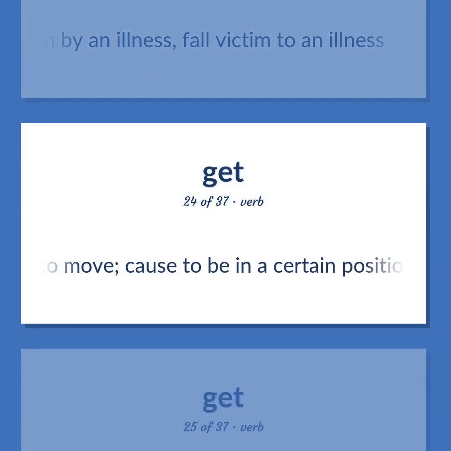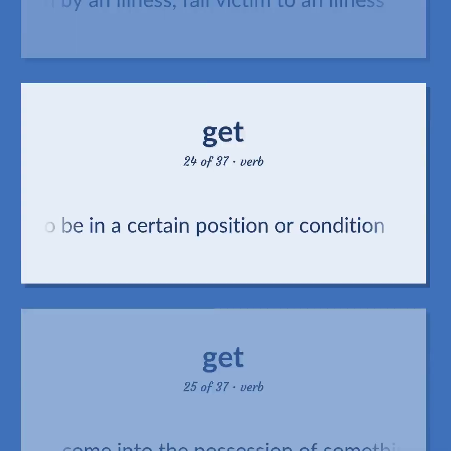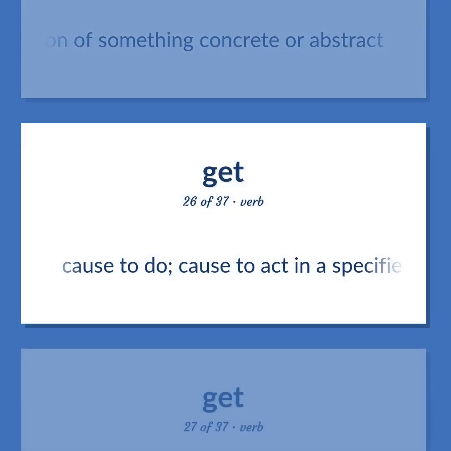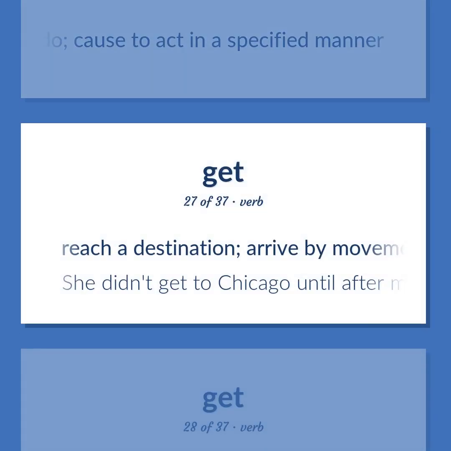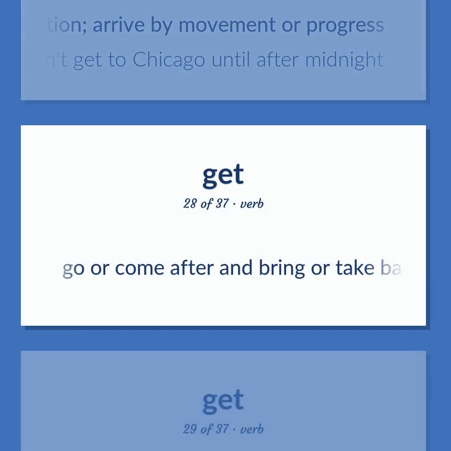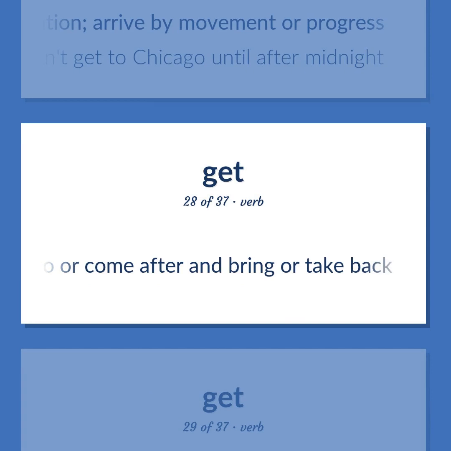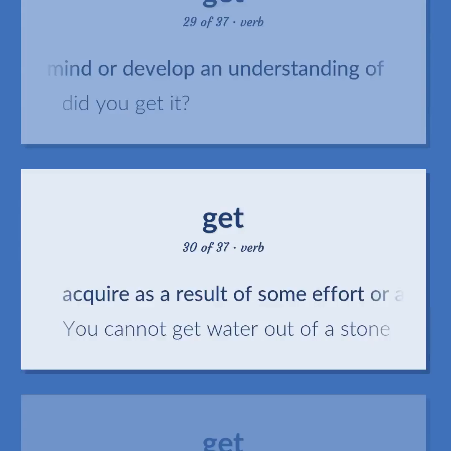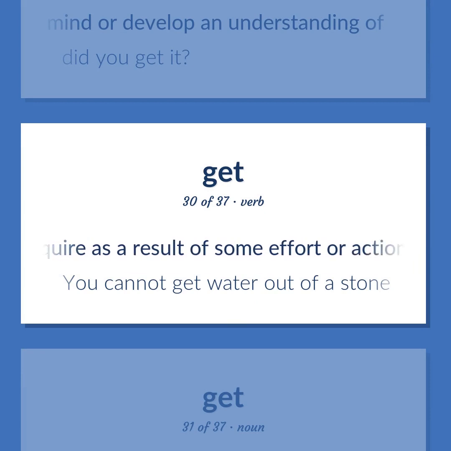Cause to move. Cause to be in a certain position or condition. Come into the possession of something concrete or abstract. Cause to do. Cause to act in a specified manner. Reach a destination. Arrive by movement or progress. She didn't get to Chicago until after midnight. Go or come after and bring or take back. Grasp with the mind or develop an understanding of. Did you get it? Acquire as a result of some effort or action. You cannot get water out of a stone.